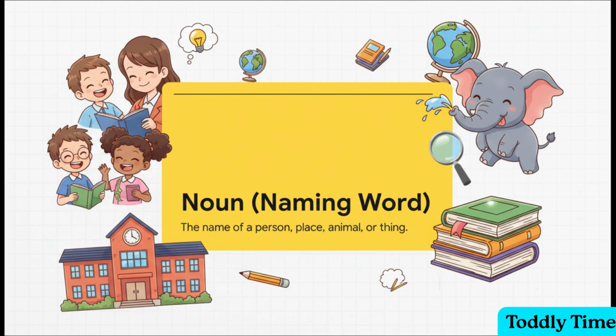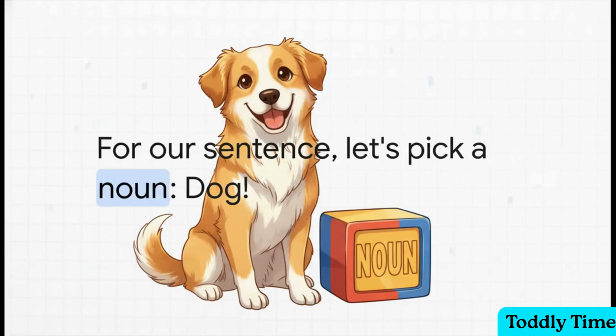It's the name of a person, like a girl or mom, a place, like a park, an animal, like a cat, or a thing, like a ball. For the super sentence we're building together today, let's pick an animal for our main character. And our noun is a dog. Great choice. So right now we just have one word, our main character, dog.